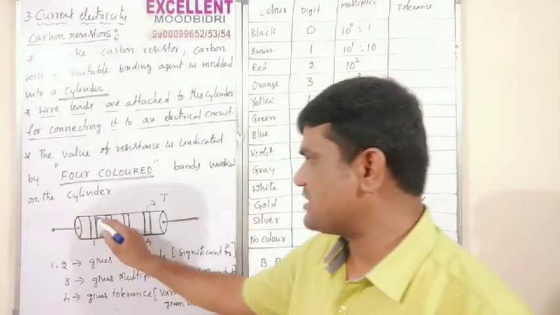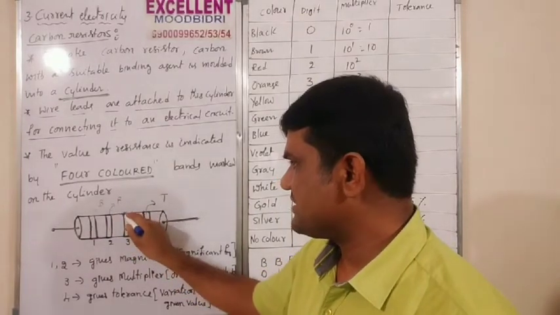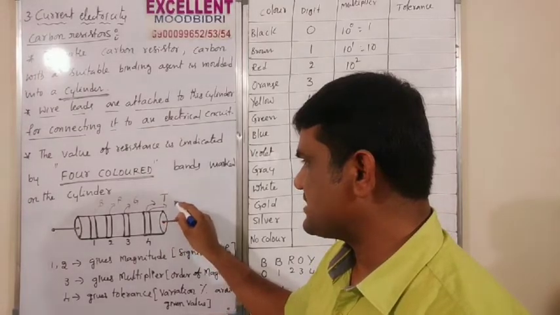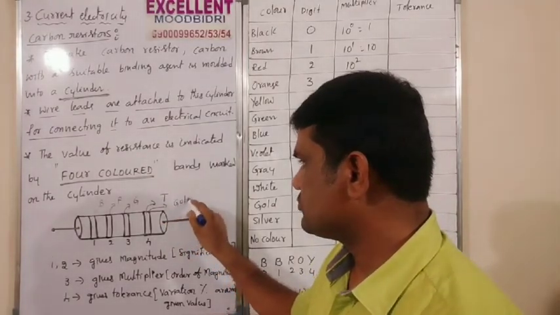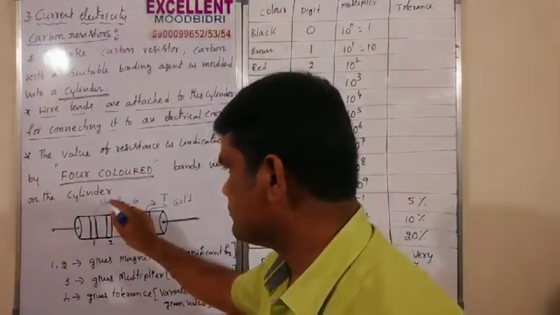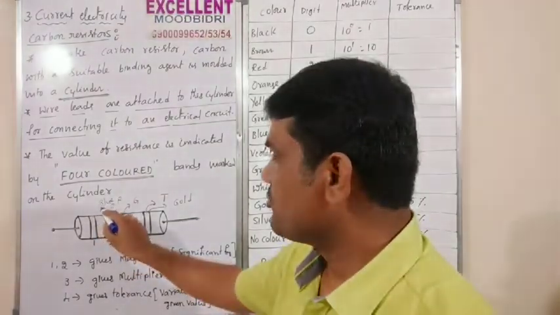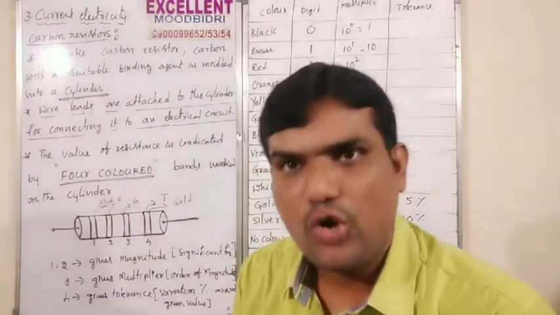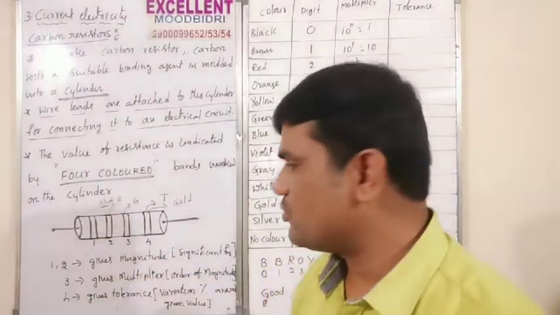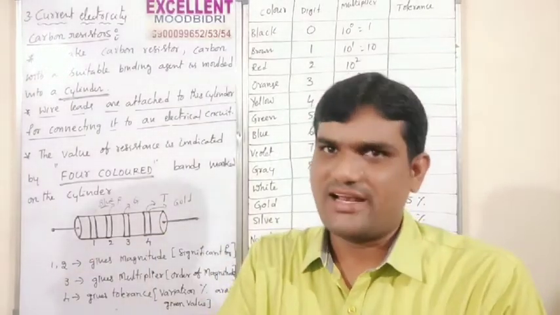We are having, for example, this is a black color, this is the red color, this is the green color, this is a tolerance. So I will consider gold. Now, this is what I told, this is the blue or black. I took blue for example. What is the blue color code equal to? With the help of these values, we will give you the total carbon resistor resistance value.